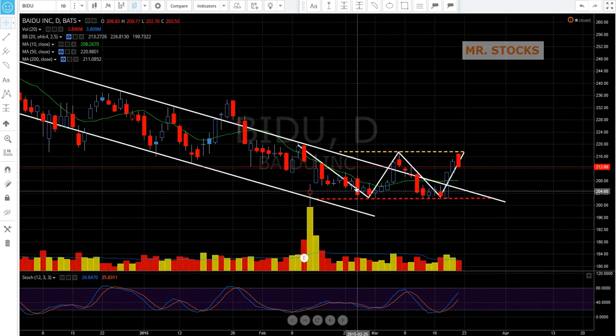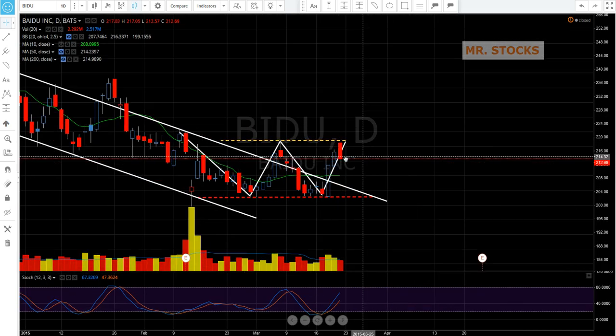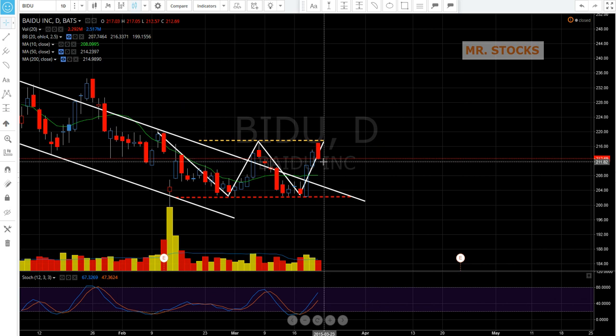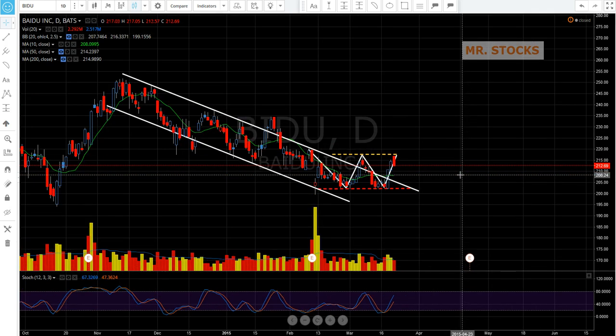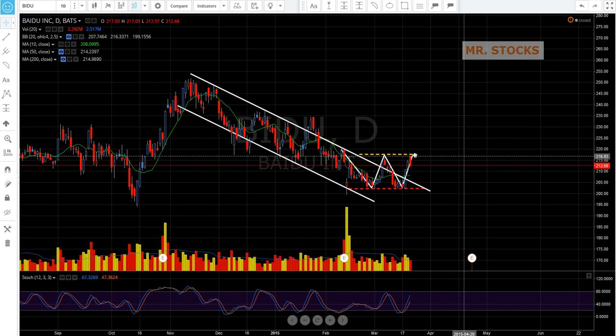You have to give it room to run, work out its consolidation, and you always have to give it time to consolidate or break out. So that is the setup here.